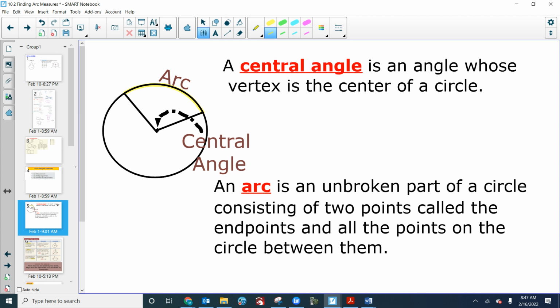A central angle. What do we hear in that word central? We hear the word center, don't we? Yeah. A central angle is an angle that's formed at the center of the circle. The vertex is the center of the circle. It's right here. So today's lesson is going to have to do a lot with the angle and the arc.